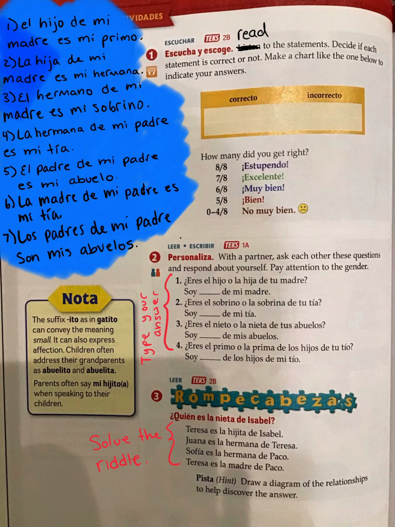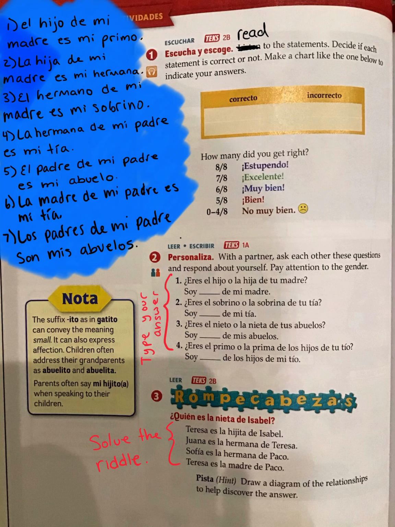If you have your vocab sheet out, then you know that el hijo is the child, and madre is mother. So the child of my mother is my primo. And then if you've again got your vocab sheet out, then you would know that primo means cousin. So the child of my mom is my cousin. If you think that statement is correct, you'll put number 1 under the correct side. If you think it's incorrect, you'll put it under the incorrect side.